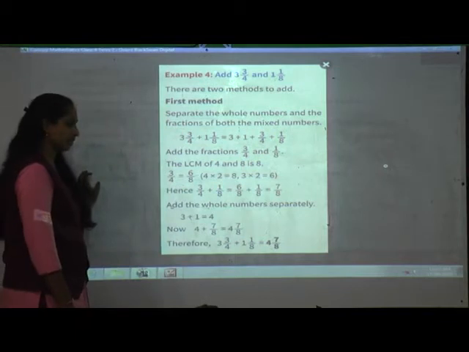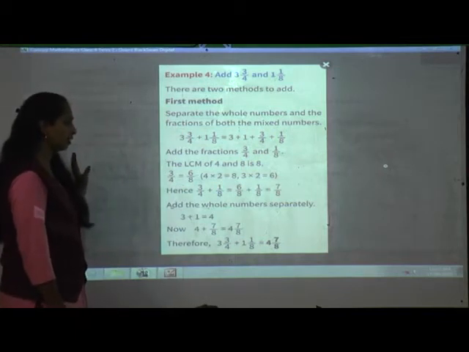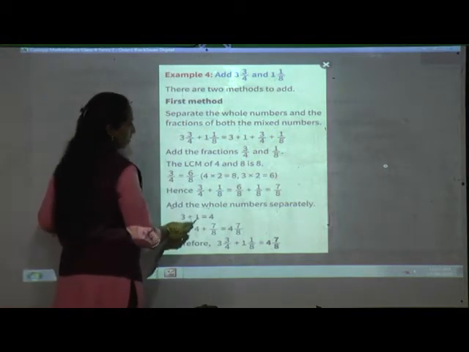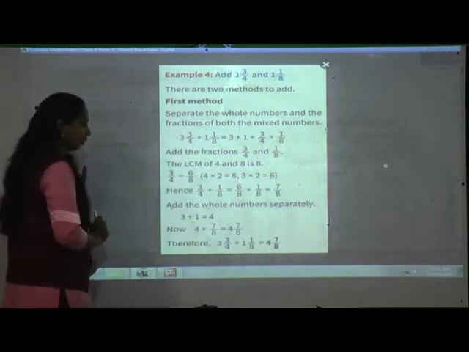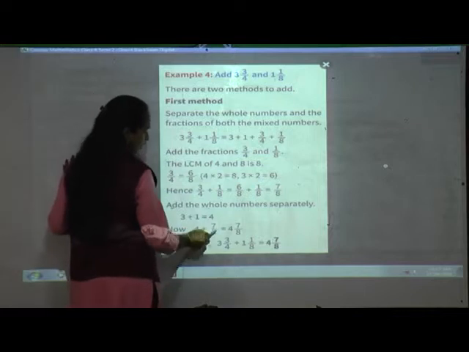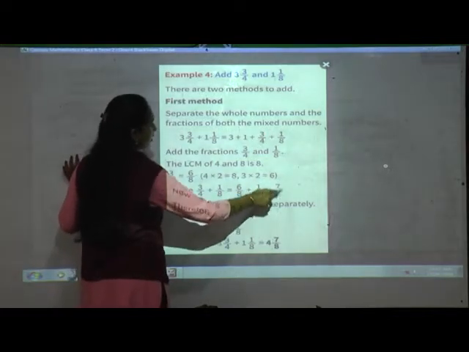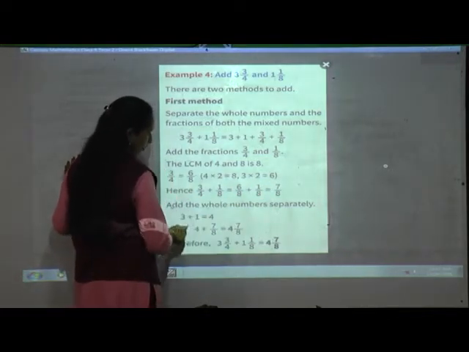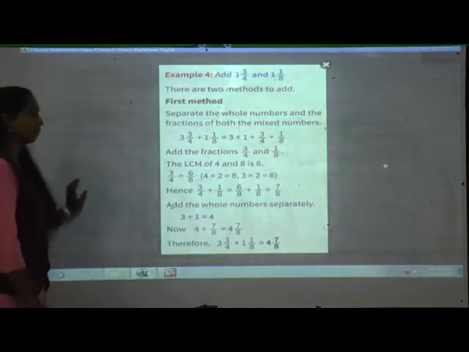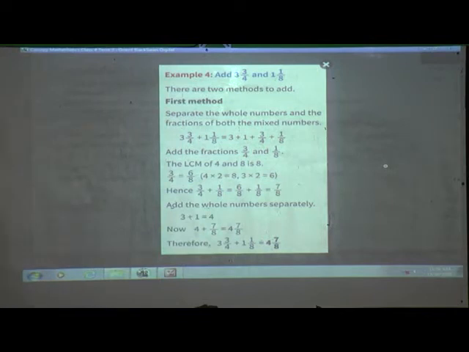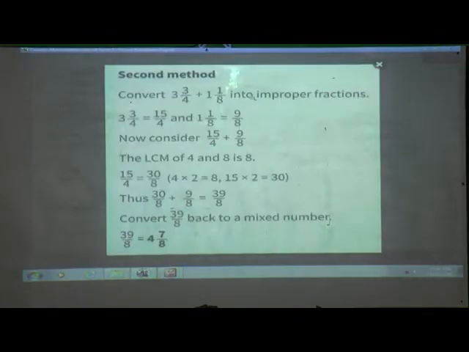Now the next step is we have to add the whole numbers separately. 3 plus 1 whole numbers together is 4. Now what we got? 4 7 upon 8. This is the fraction addition and whole number addition together, 4 7 upon 8. In this way you can solve mixed fraction addition. This is the first method. Now we will see the second method.